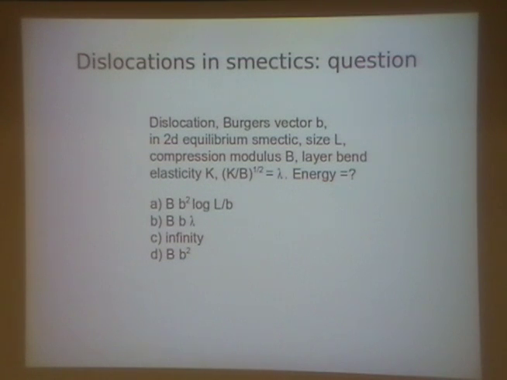Let's think about a 2D smectic. So I've taken a 3D sample, I've sliced it, and I've got a bunch of layers lying in the plane, a bunch of stripes. Which of these is the energy per unit length of this dislocation?